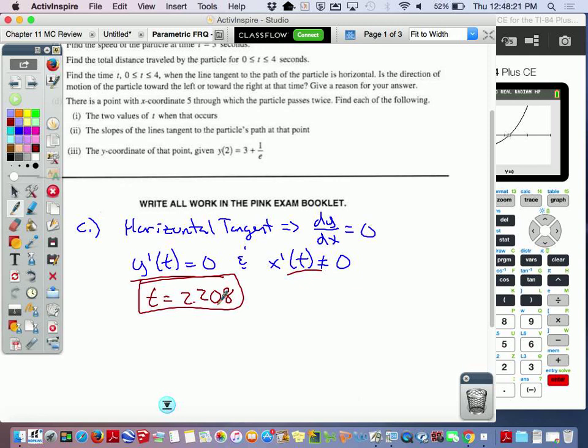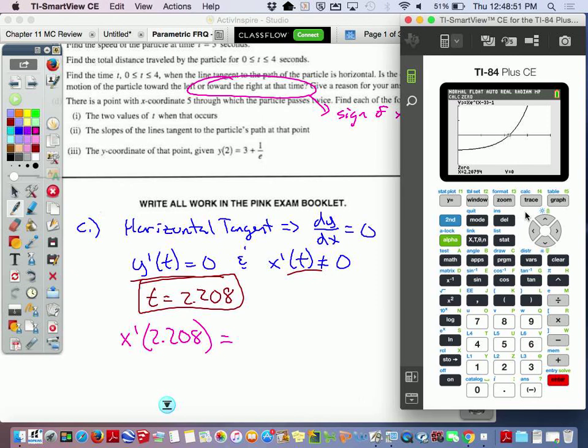Now the second part of this question says, is the motion of the particle towards the left or the right? Remember, the left or the right is all about the sign of x prime of t. Is it positive or is it negative? So what we need to figure out is what x prime of 2.208 is. Now we've got an equation for x prime on our calculator. So again, we want to use that to our advantage.